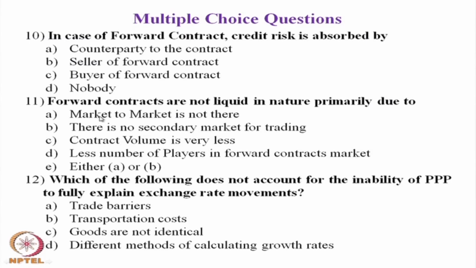Let us move to question number 10. In the case of a forward contract, who bears the credit risk? The forward contract is an unorganized market, so nobody bears the credit risk. If the exchange rate is highly volatile and goes significantly against the bank, the bank may not abide by the forward contract. So, question number 10, the answer is D. Nobody bears the credit risk in the forward contract market.